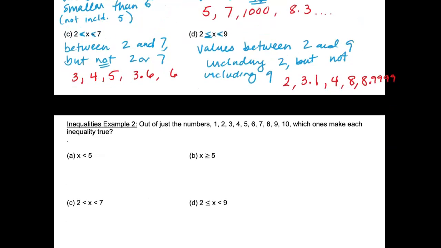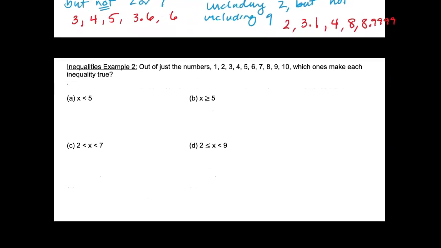Okay, so let's do our last example here. So out of just these numbers, 1 through 10, which ones make the inequality true? So for A, we're looking for x is less than 5. So all values that are less than 5, and remember, not including 5. So that would be numbers like 1, 2, 3, and 4. For part B, x is greater than or equal to 5. So here we've got numbers that are greater than 5 and then also including 5. So I'm going to start with 5 and then all the numbers in the list that are greater than 5.